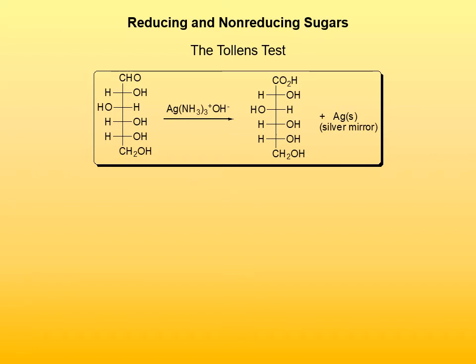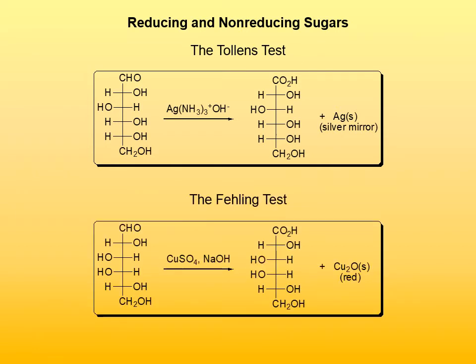Another related reaction is the Fehling test. The Fehling test uses a basic solution of copper sulfate. And the outcome is the same, in that the aldose is oxidized to the corresponding carboxylic acid. In this case, a positive Fehling test is formation of a red copper 1 precipitate, copper 1 oxide. So copper is reduced from copper 2 plus to copper 1 plus.